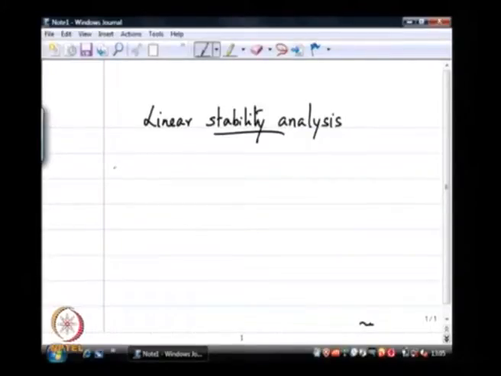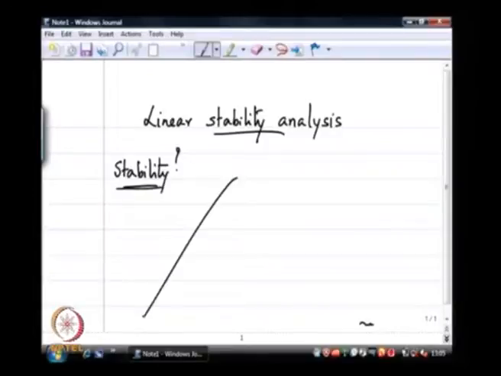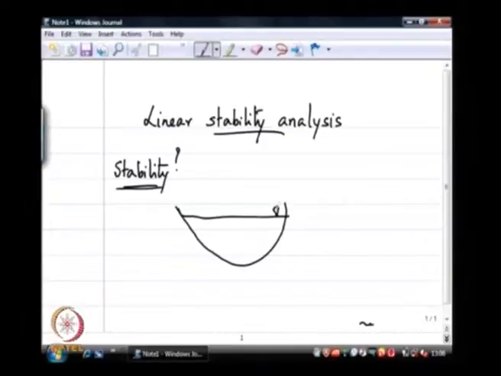Okay, before we go much further, let us understand this word stability. What does stability mean? The simplest way to understand this is using a mechanical idea of stability, where let us say I take a ball in a trough. Let us say the trough is filled with some liquid.